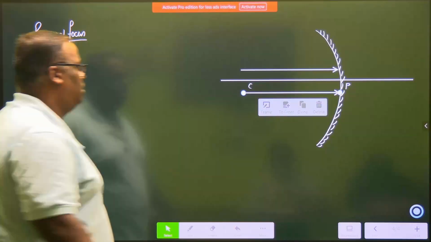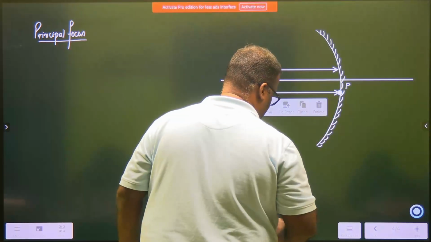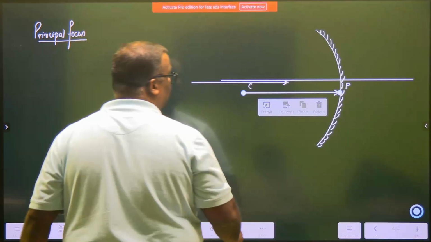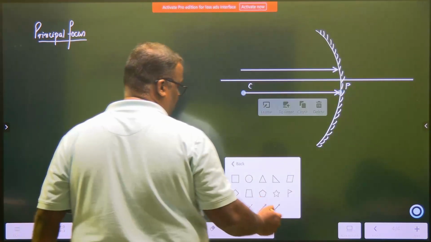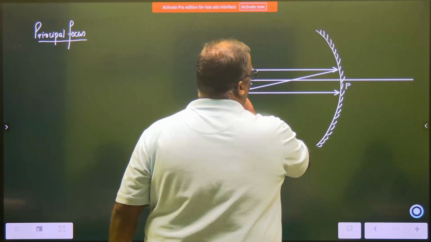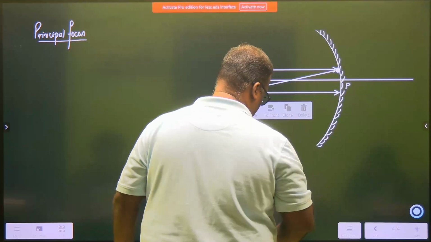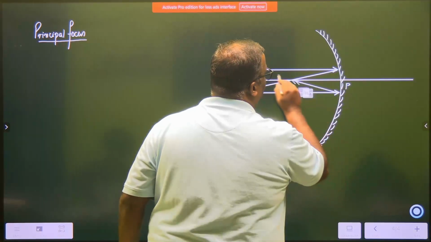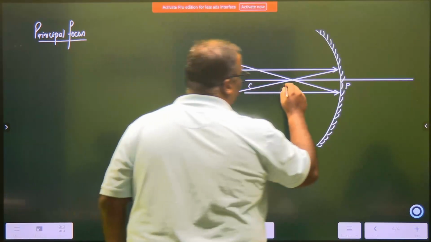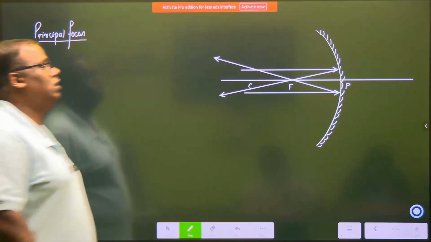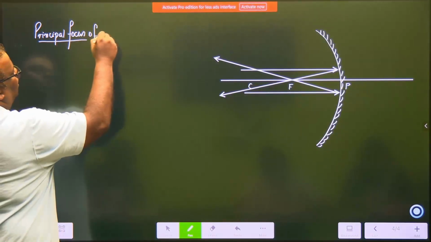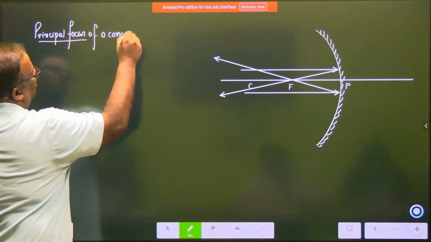After reflection, they will converge on one point, and this point is called your focus. So the principal focus of a concave mirror.